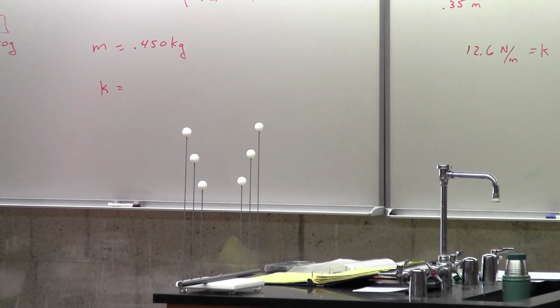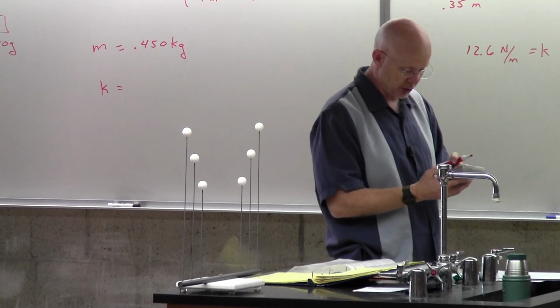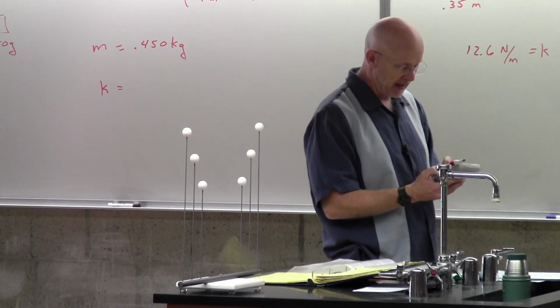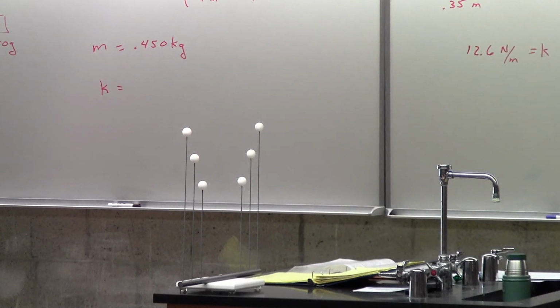Okay, good. So let's do the period, right? The period is 2 pi divided by omega. So that's 2 pi divided by the 5.29. And so that's how long it's going to take to make one oscillation. So 2 times pi divided by 5.29 is going to be 1.19 seconds.